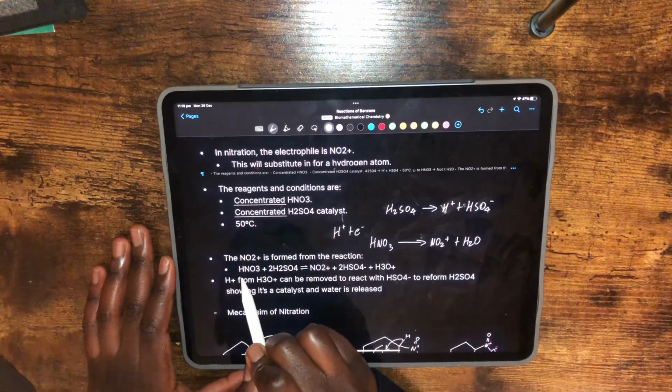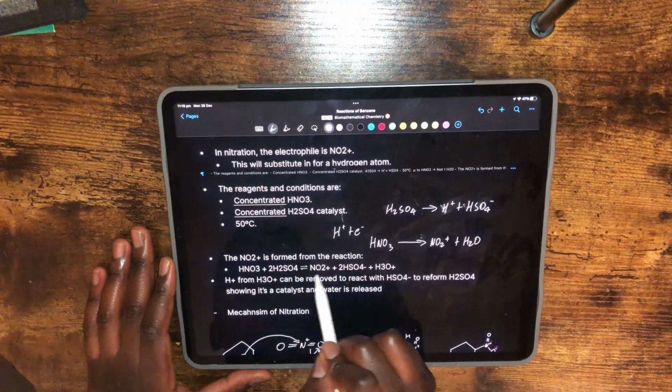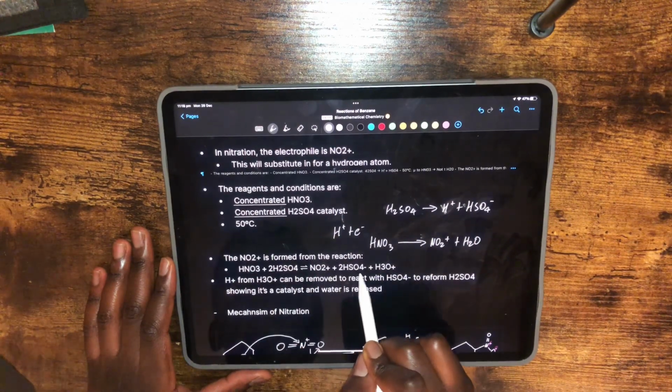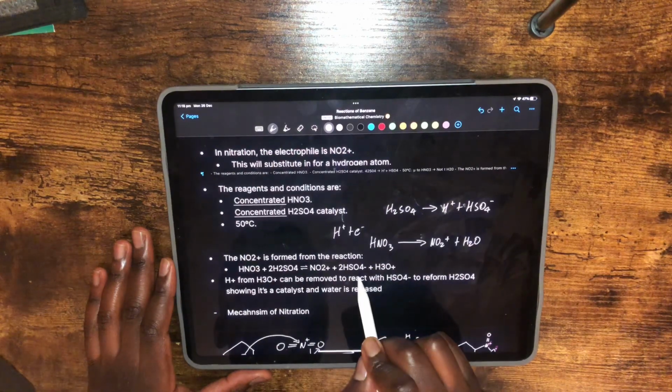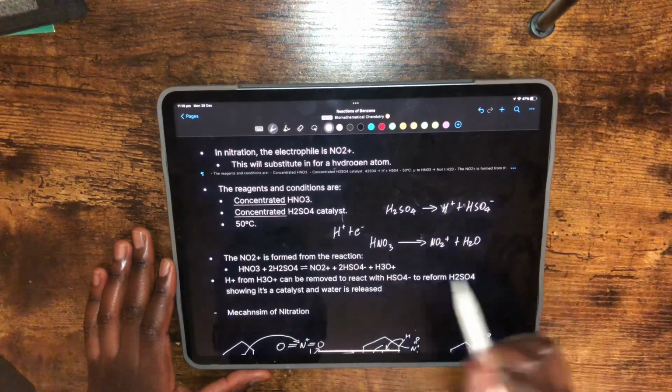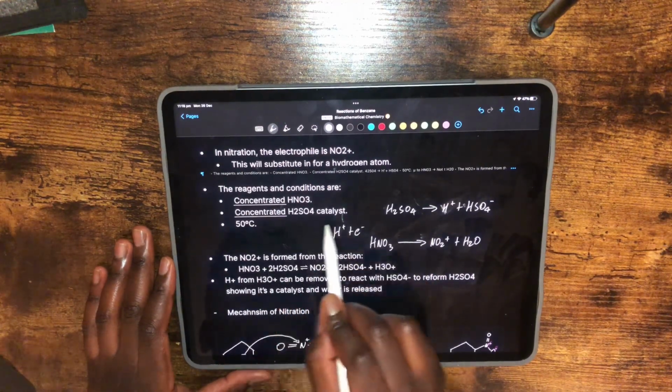But the most important part is just knowing that HNO3 plus 2 H2SO4 goes to form NO2 plus, 2 HSO4 minus, plus H3O plus. The balancing part is very easy to do, you'll see that. But as I said before, remember I said that this is a catalyst, right?